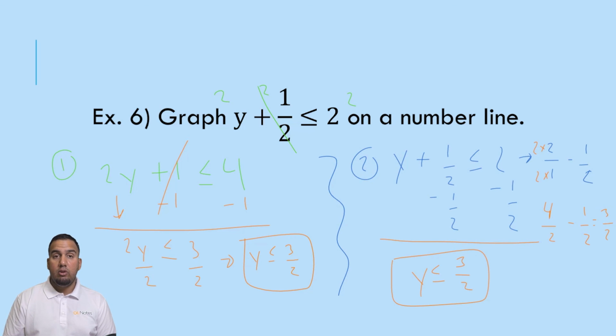Now, last step, I have to draw this on a number line. So I'm going to go ahead and do this on the right-hand side. I'm going to put 3 over 2 in the middle. It's going to be a closed circle because it's including, and then the arrow's facing the left. So it's going to be going to the left, which is going to be that as your final number line.